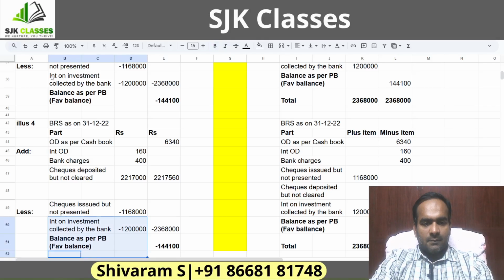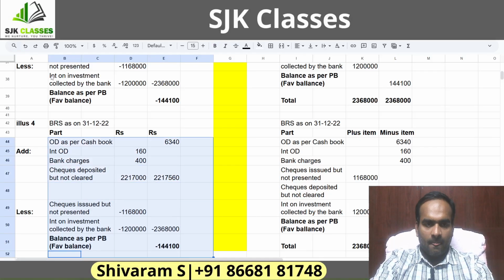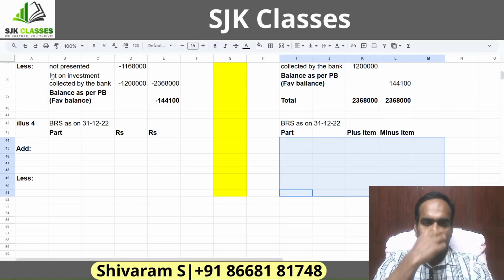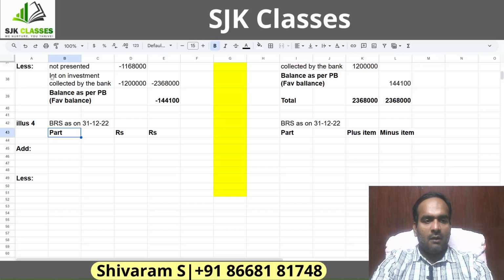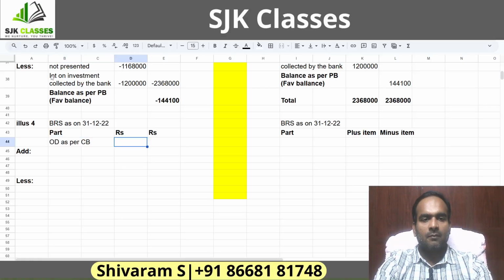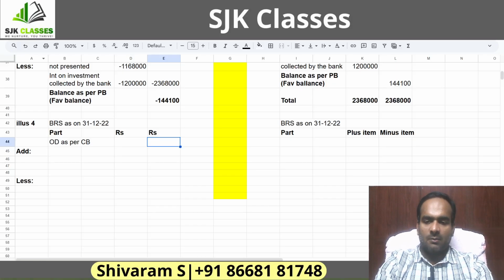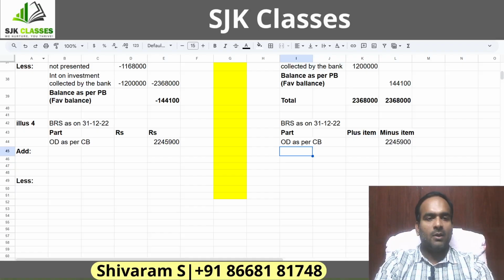I will remove this answer. We have been given the overdraft, OD as per cash book. What is the value? The value is 22,45,900. The same number we'll enter here, but in which column? Since the overdraft will be entered in the minus column. Right? Fine.